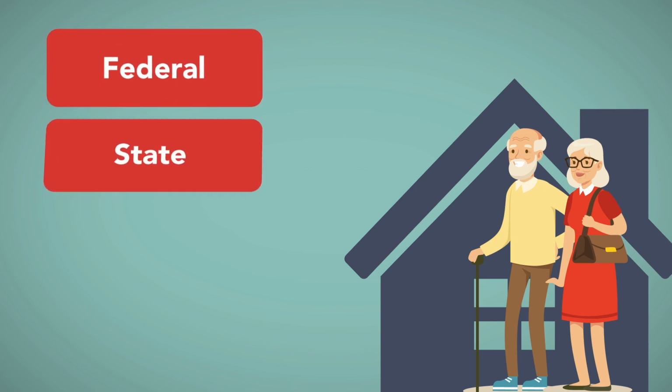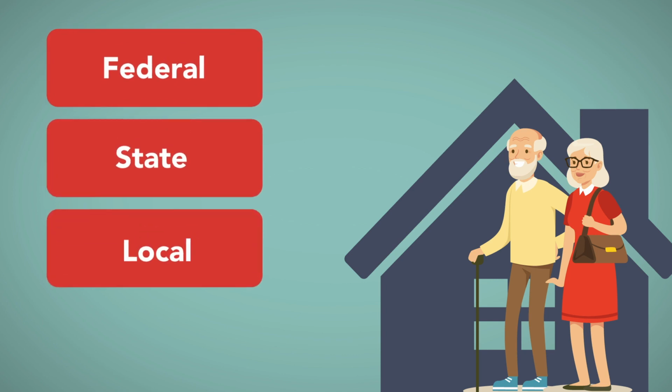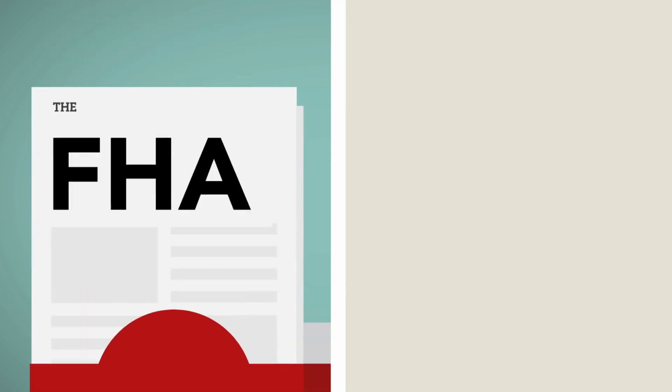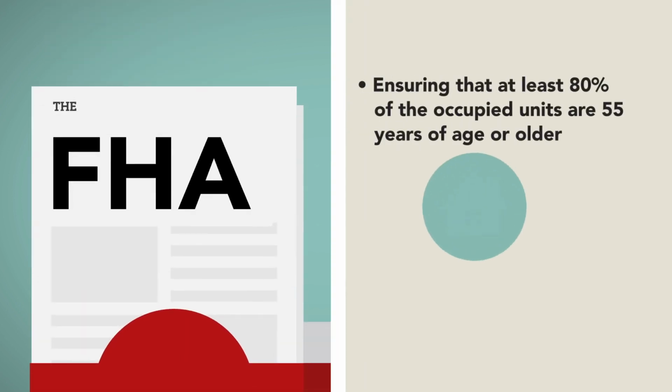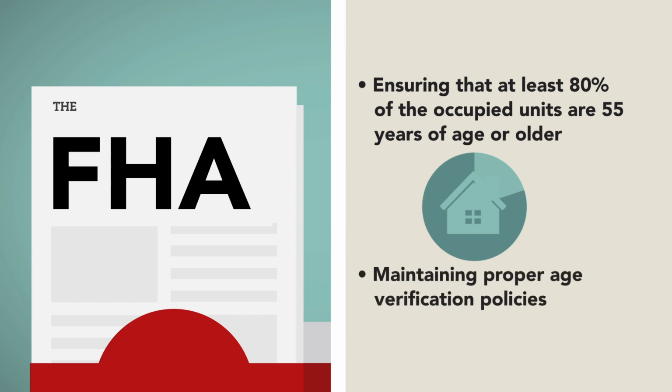Properties participating in federal, state, or local senior housing programs may also qualify for the exemption. Specific FHA requirements include ensuring that at least 80% of the occupied units are occupied by someone 55 years of age or older and maintaining proper age verification policies.